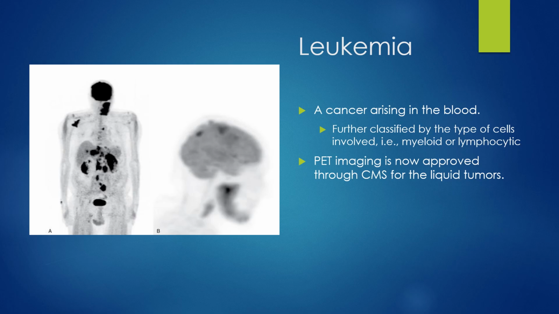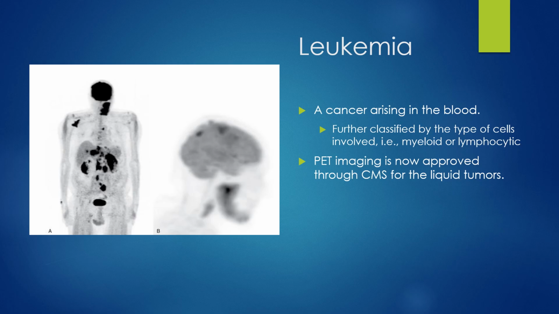This is an example of leukemia. This is a cancer that's arising in the blood, and it's further classified by the type of cells involved, like myeloid or lymphocytic. There are several different types and subtypes of leukemia. And PET imaging is now approved through CMS for liquid tumors, or tumors of the blood and fluids of your body, which for the longest time it wasn't. So you didn't typically used to see a lot of leukemia or even multiple myeloma patients for FDG scans, but now you're seeing more of that because CMS does approve it.